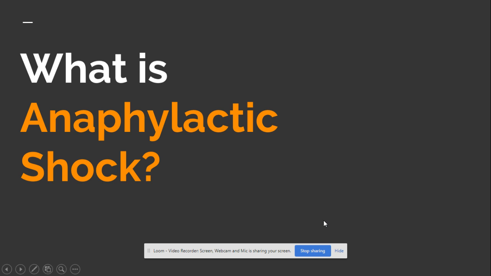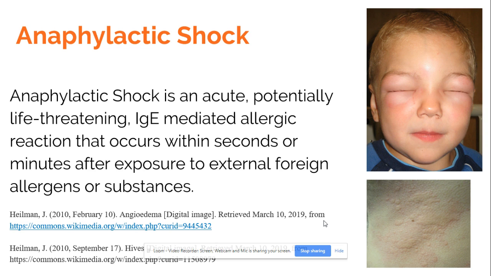So, what is anaphylactic shock? Anaphylactic shock is an acute, potentially life-threatening immunoglobulin-mediated reaction to a specific antigen. To the right, you'll see a boy with inflammation in the face in response to an allergen, and below is a wheal and flare reaction on the skin.